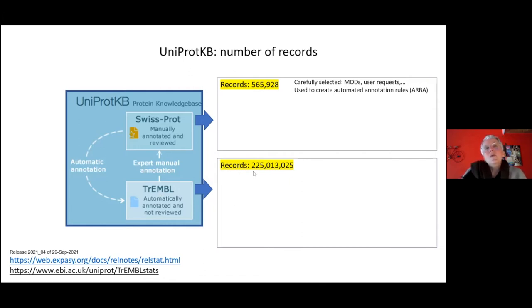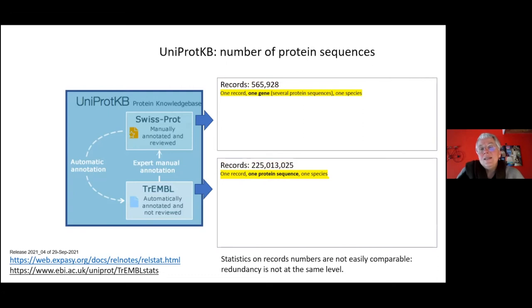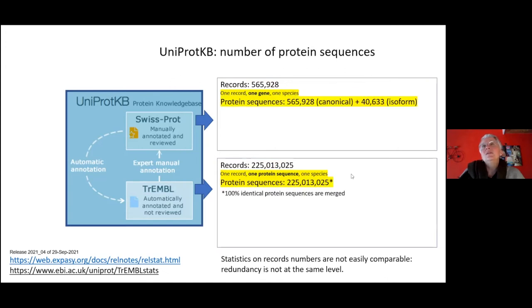So you see in TrEMBL, we have 225 million records. But again, beware of the statistics on the number of records because they are not really easily comparable, because the redundancy is not at the same level. In Swiss-Prot, you have one record for one gene for a given species. In TrEMBL, you have one record for one protein for one species. So if you look at the number of protein sequences, you have more protein sequences in Swiss-Prot compared to the number of records, but you have the same number of protein sequences as records in TrEMBL. But just for information, in TrEMBL, the redundancy is low because 100% identical protein sequences are merged together.